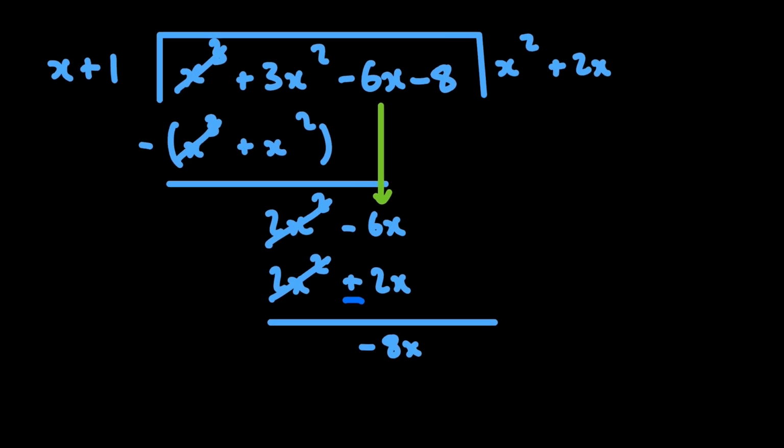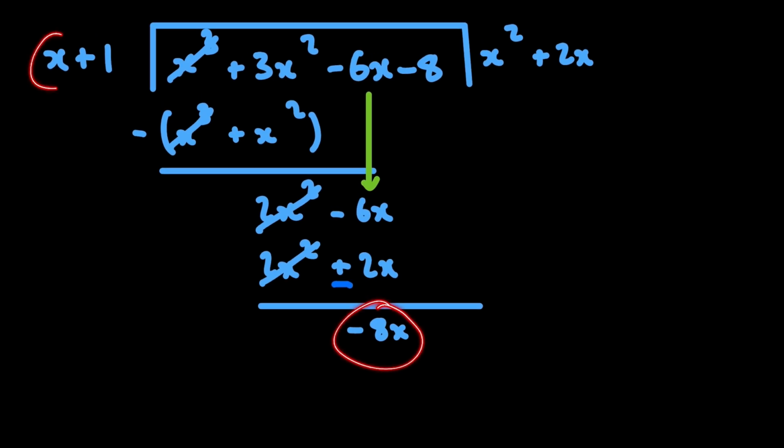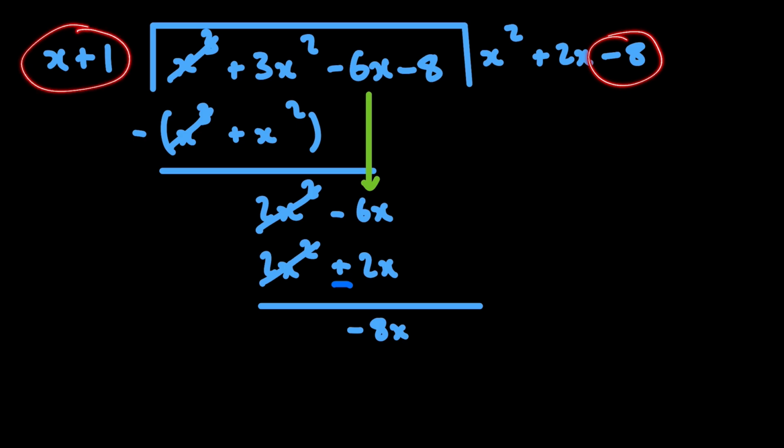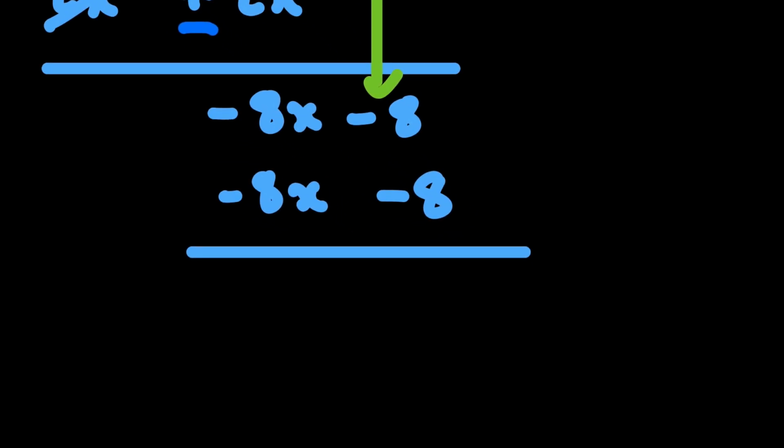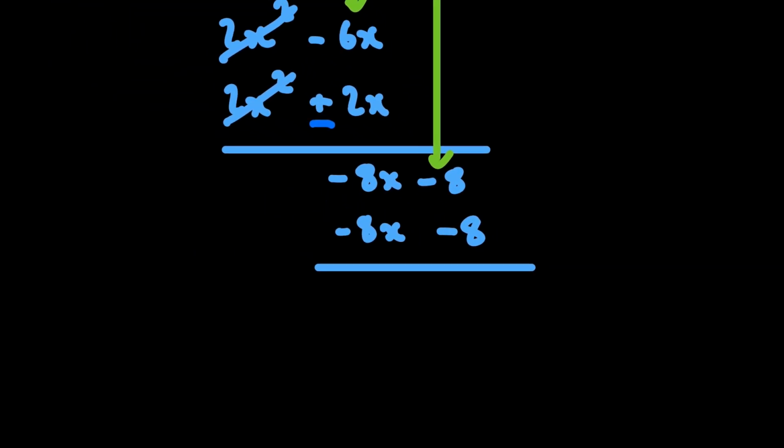And now we have to do it one last time. Minus 8x divided by x is just minus 8, sorry. And then we do minus 8 times by x plus 1. And that would just be minus 8x minus 8. And once again, I'm going to bring down this minus 8. So it'll just say minus 8x minus 8. One last time. Now we have to minus away these two terms here. When we minus away these two terms, we know that minus 8x minus 8x is equal to 0, so they just cancel out.